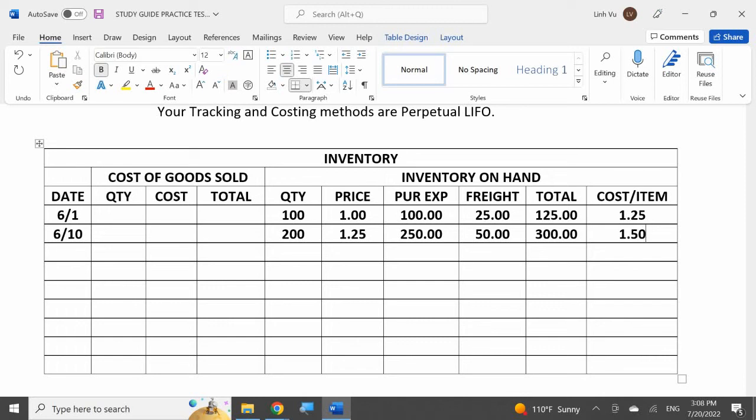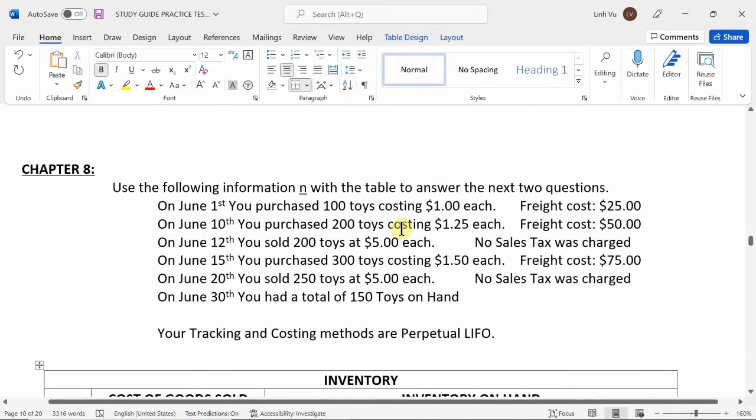Good. So in this case, because we're using LIFO, these two batches are separate because we purchased our first purchase, which is the first 100, and then we purchased the second one for the batch of 200, which is right there. And now, what happens when we sell on June 12th? We sold 200 toys at $5 each with no sales tax.